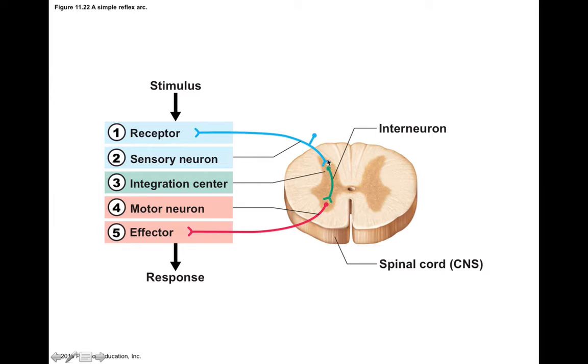You get a communication between the sensory neuron and your interneuron to motor neuron, and then you get action potentials out towards your muscle, which then causes your leg to kick out.